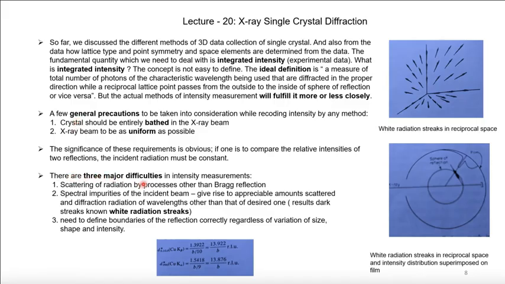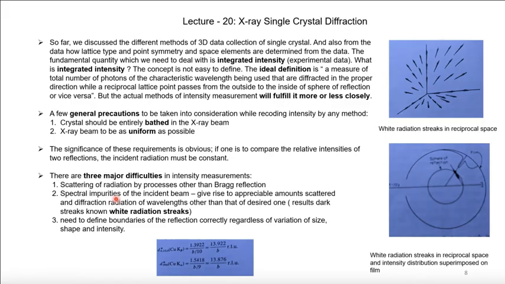There are three major difficulties also. What are these? The scattering of radiation by processes other than Bragg reflection. We are looking for Bragg reflection, so we will have also other radiation processes. We have to take care that we should not have any other processes in taking the data other than Bragg reflection. Spectral impurities. What do we mean by spectral impurities?